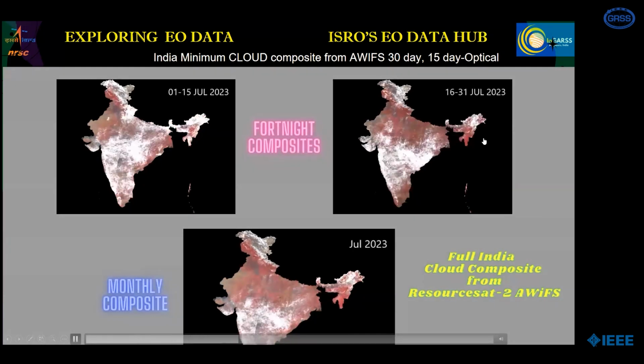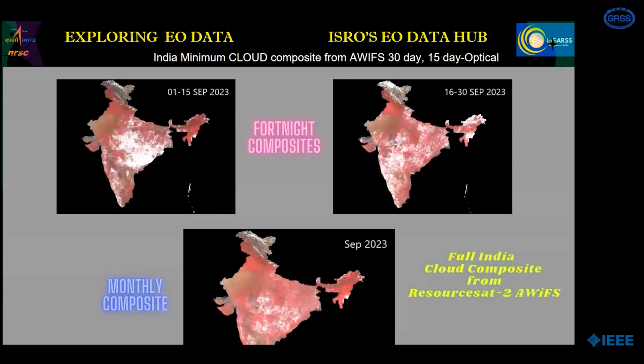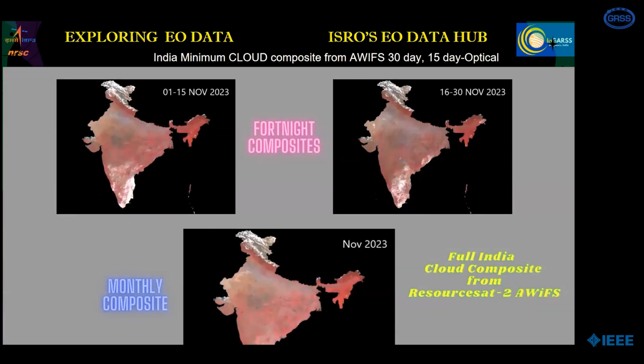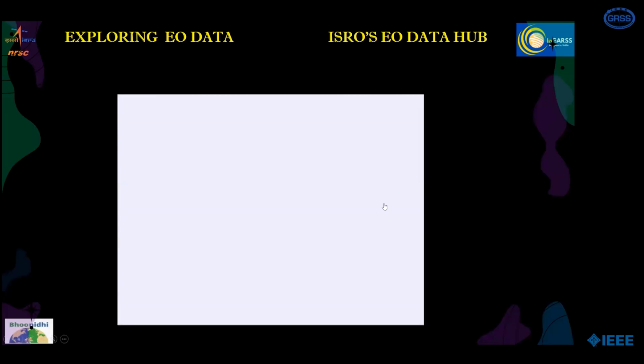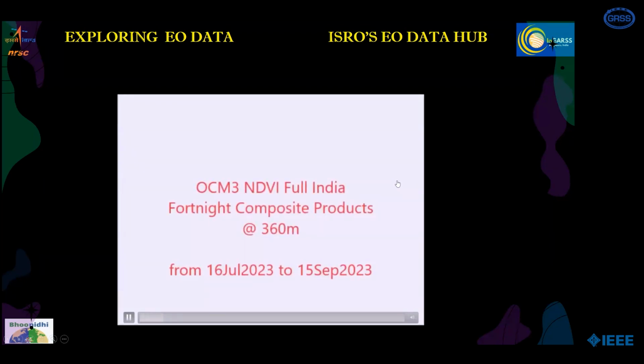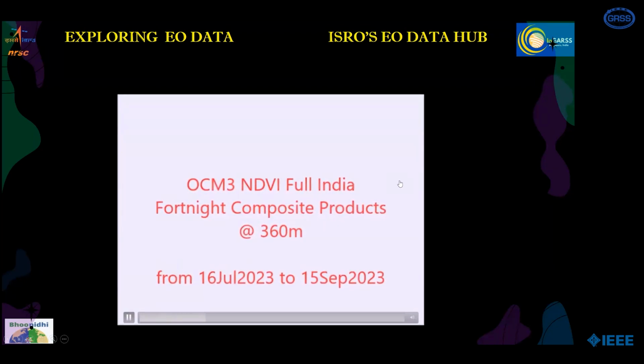And we have come out with many new products where we are generating full India-based and full global-based products. This is an example of a minimum cloud composite from AWiFS, 30-day, 15-day, and also cycle-wise, where users can do time series analysis and see the trends of various vegetation and forest cover and things like this. So these are the products which are being derived from the ISRO sensors.